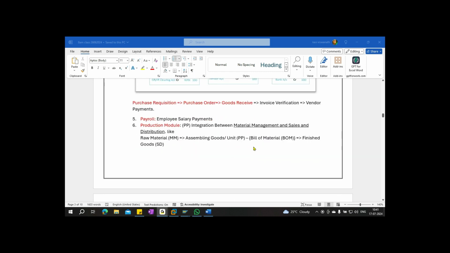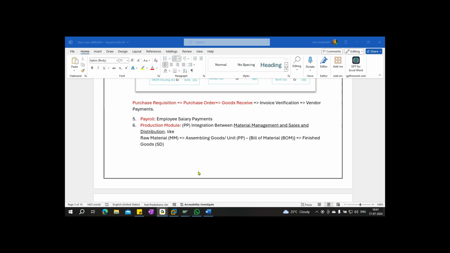Next, payroll. Company employee salary payments.